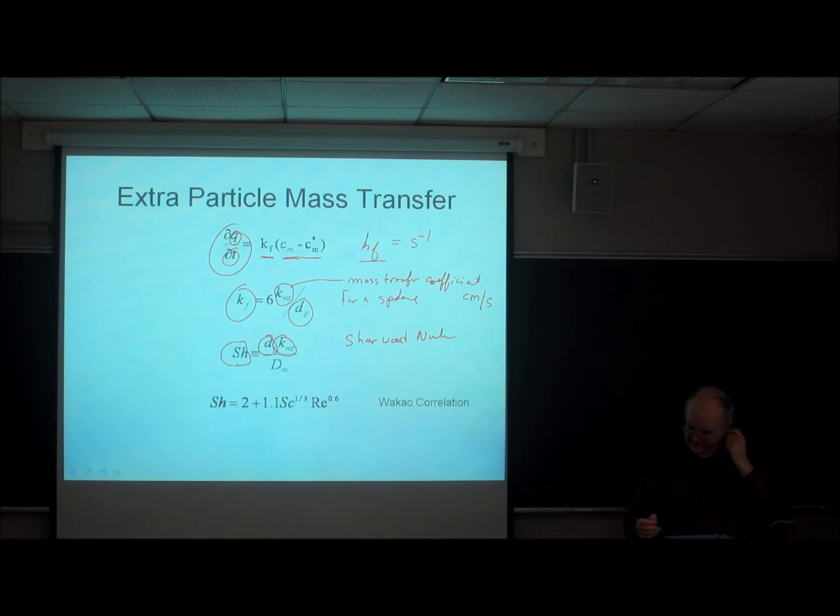So one of the correlations gives the Sherwood number as a function of the Schmidt number and the Reynolds number. We talked about Schmidt numbers and Reynolds numbers a few days ago. This particular correlation is known as the Wakao correlation.